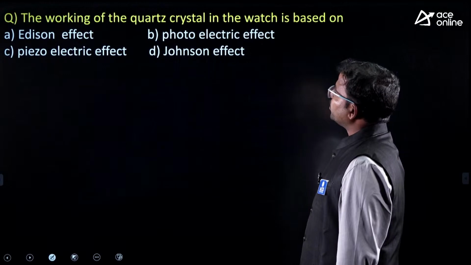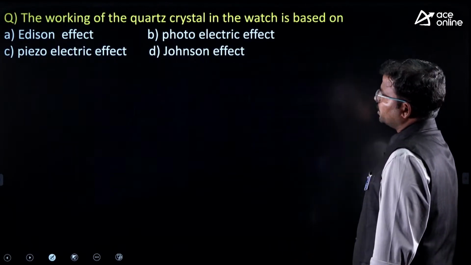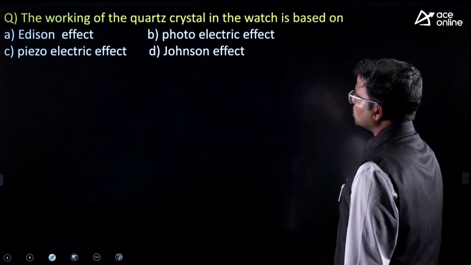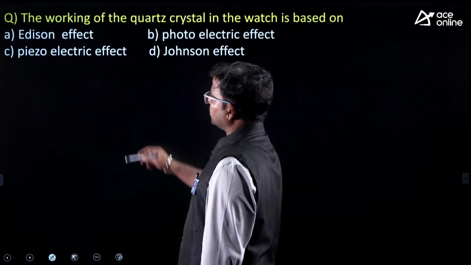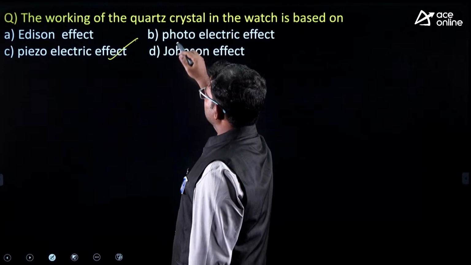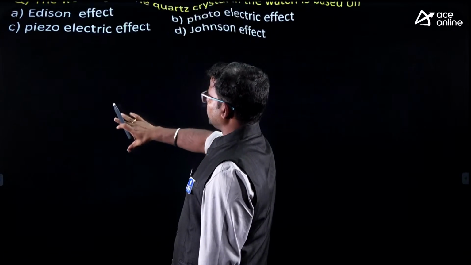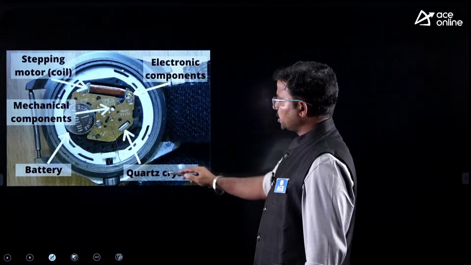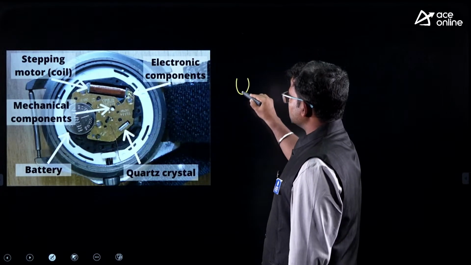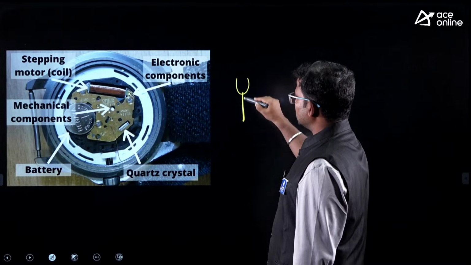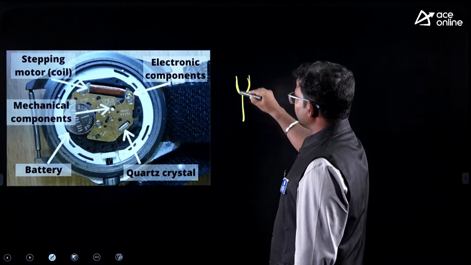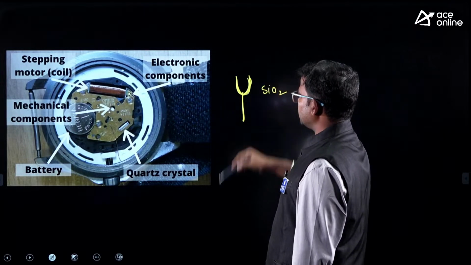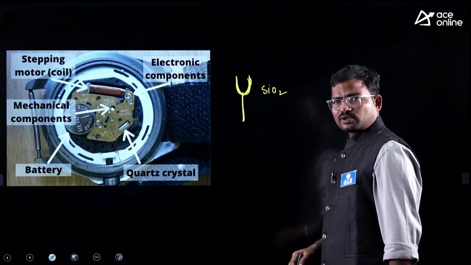Next, the working of quartz crystal in the watch is based on: Edison effect, photoelectric effect, piezoelectric effect, or Johnson effect? Yes, so piezoelectric effect, this is the correct answer. Why? Because quartz, mostly quartz watches. Okay, here we have quartz watches. Here we have quartz in the form of SiO2, and its shape would be just like a tuning fork.